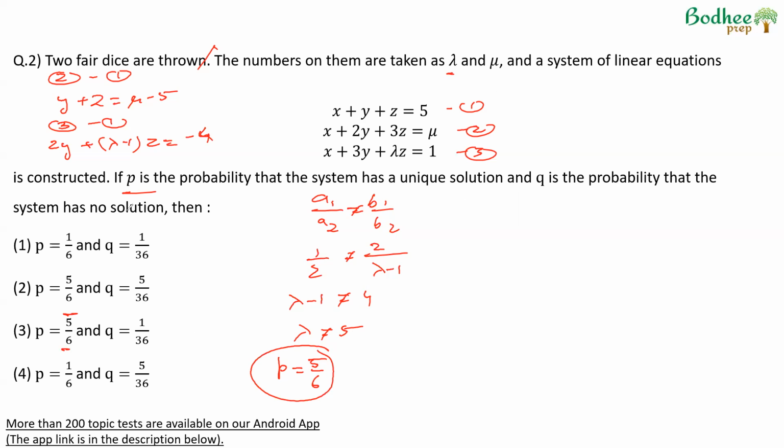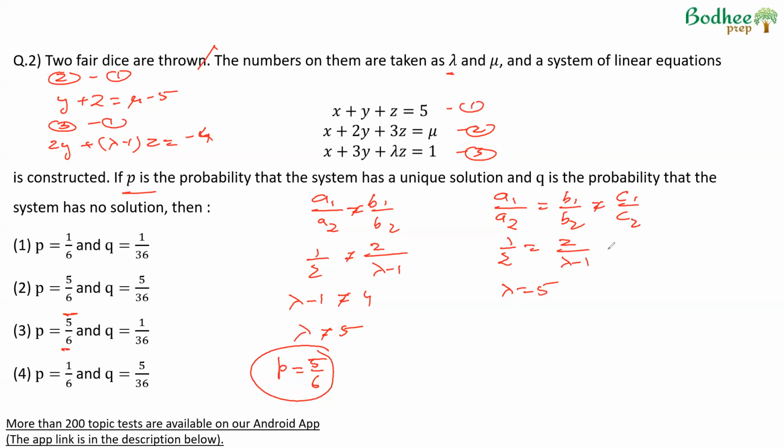Q is the probability that the system has no solution. For no solution, A1 upon A2 should be equal to B1 upon B2. Slope is the same, intercept should be different. 1 by 2 is equal to 2 by lambda minus 1. From here, we can say lambda is equal to 5.